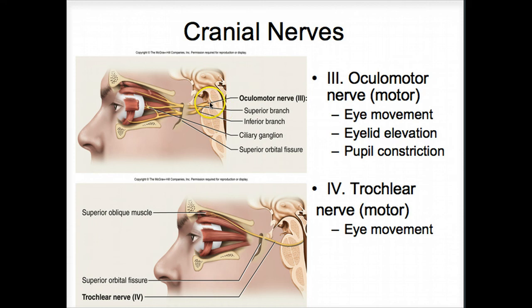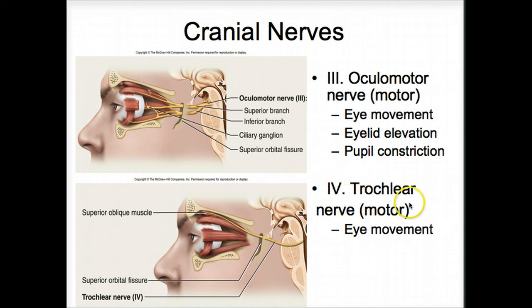So you can see the oculomotor nerve coming off the brain and then going to some of these different muscles, extrinsic eye muscles that help control movements of the eyeball. And that helps us with our focus as well as rolling our eyes and looking in different directions.